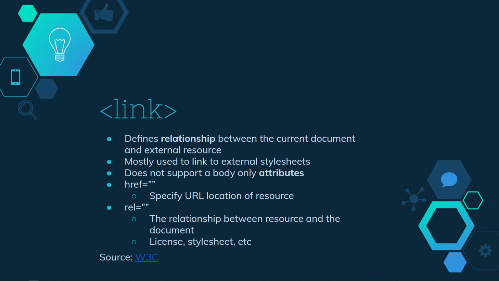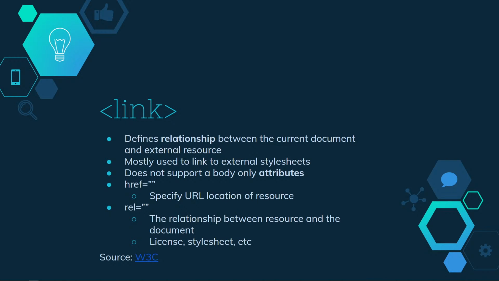So there's two attributes that you need to know for link, and that's href, which is again just a string. That's going to be the URL or URI location of the resource. And then we have the rel, which stands for relationship. So it's a relationship between the resource and the document.